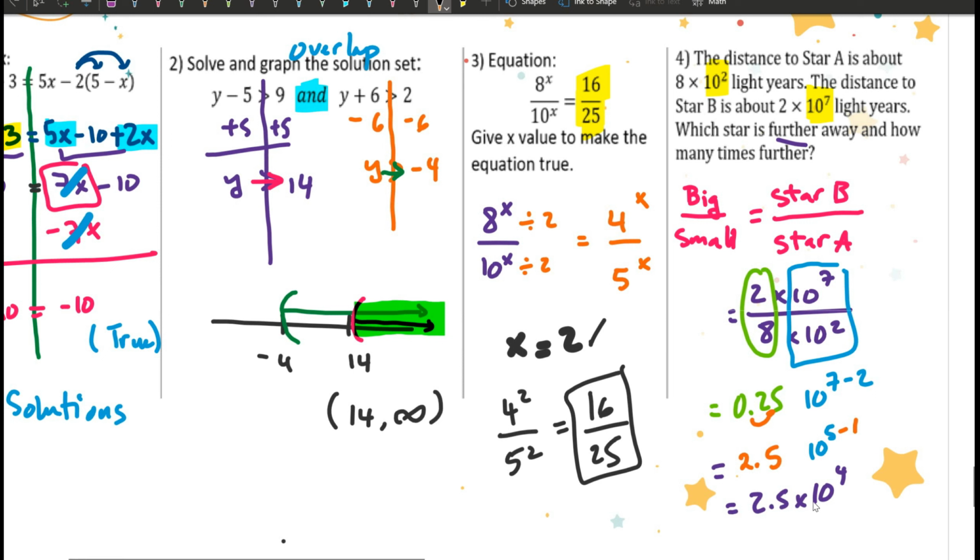Let's say if you want to write them in standard notation, so basically you have 10 to the 4 power, you move the decimal point 4 times to the right. So 1, 2, 3, 4. If you write in standard form, this will be 25,000 times further.